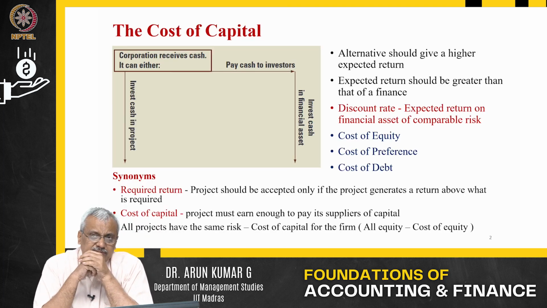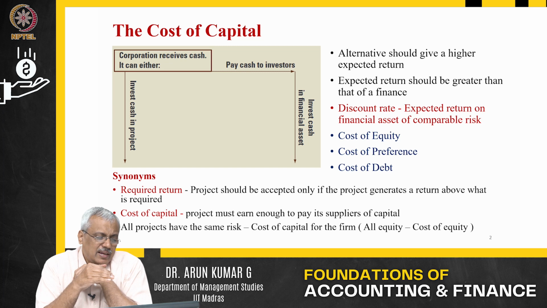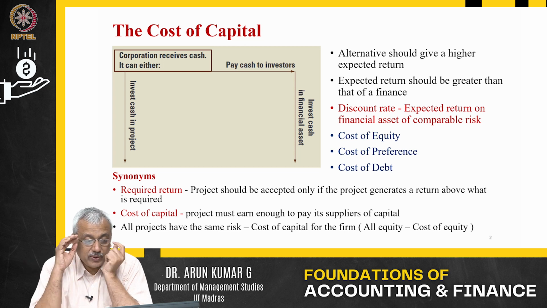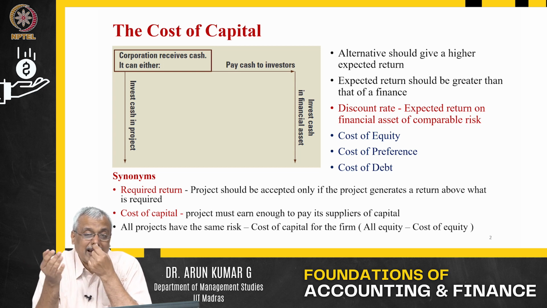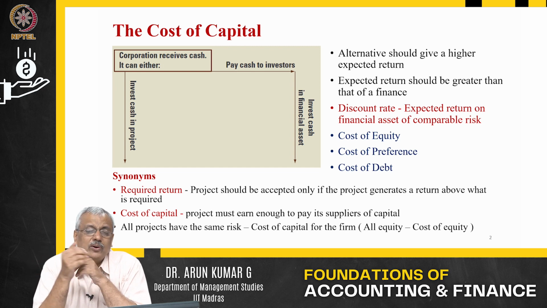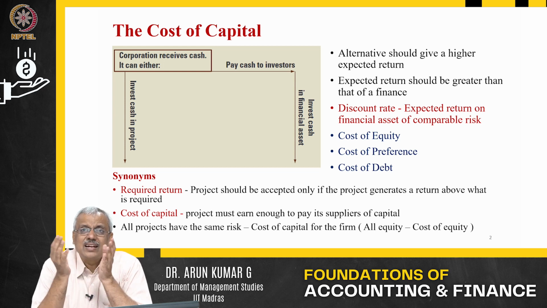That is, it shows what is the cycle out there. Investors give money to the company, the company invests in projects, and then provides cash to the investors. Investors reinvest it in financial assets and so on, it keeps going. Now, for this entire aspect, there is what is called a cost. Now, what is this cost of capital?